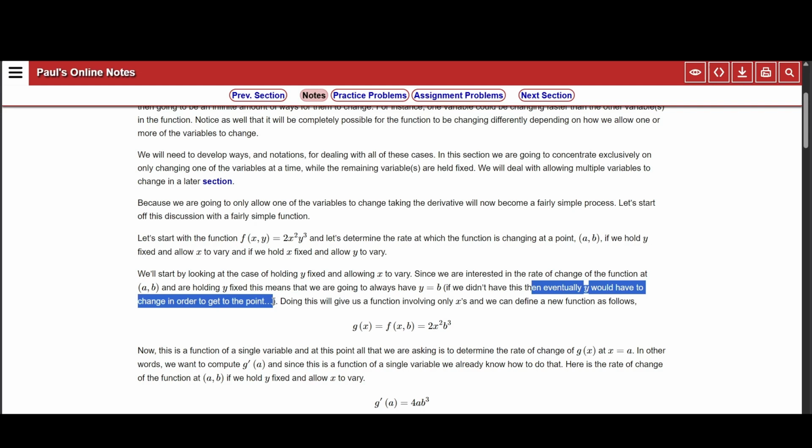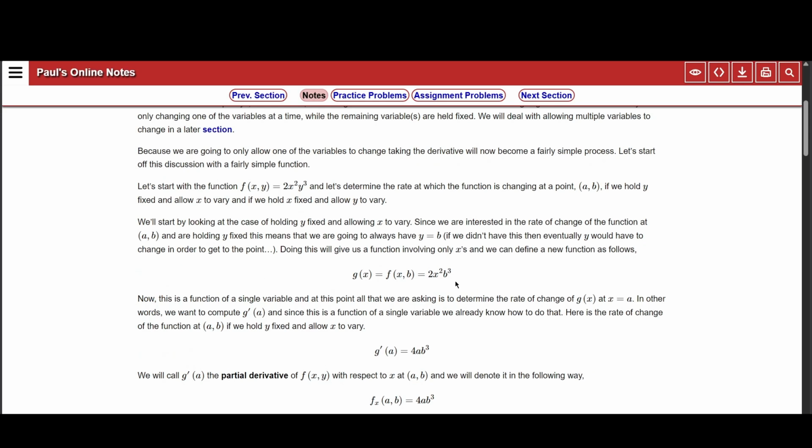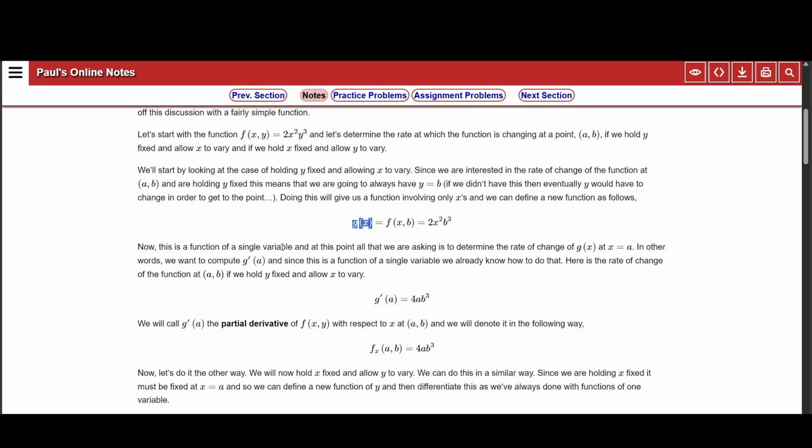If you hold y fixed and allow x to vary, and if you hold x fixed and allow y to vary, we'll start by looking at the case of holding y fixed and allowing x to vary. So if you are interested in the rate of change of the function at a, b, and are holding y fixed, this means we are always going to have y equals b. If we didn't have this, then eventually y would have to change in order to get to the point. Doing this will give us a function of only x, and we can find our new function as follows.